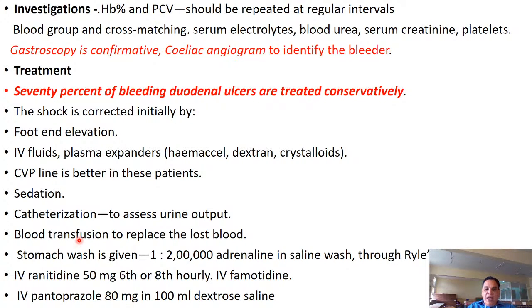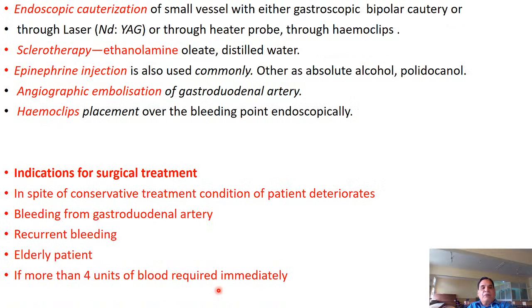Clot must be removed, and washing with 1 in 2 lakh adrenaline. This is a mild solution of adrenaline saline wash given through Ryle's tube. So Ryle's tube is for the management of blood as well as this adrenaline wash. And IV ranitidine, IV pantoprazole. So these are the advanced management.